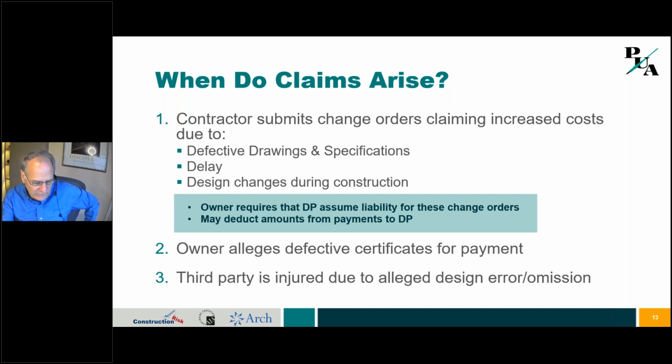And the owner then might pay a change order to the contractor, and the owner then may try to reclaim its expenses that it paid to the contractor from you, the designer. Now, they shouldn't be able to recover from you unless they show that you were negligent. That's the key. The owner alleges defective certifications for payment. We have several cases like that. And then you have third parties that get injured because there were alleged design errors and omissions.